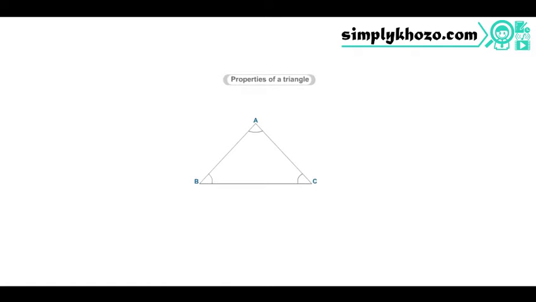Let's now look at the properties of a triangle. Angle sum property. The sum of all the 3 interior angles, that is, angle A, angle B, and angle C in a triangle ABC equals 180 degrees.